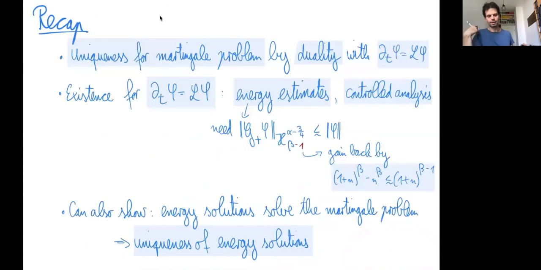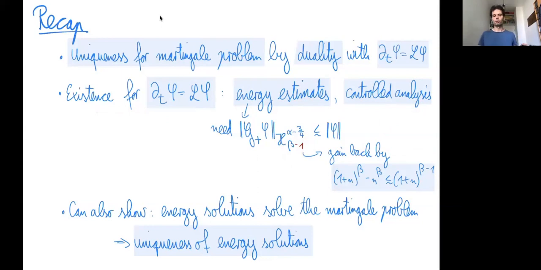I think, exactly, this is a good place for a break. So let me just recap quickly what we did. We proved uniqueness for the Martingale problem by going to duality with the Kolmogorov backward equation, which we controlled. We proved existence for that through energy estimates and then controlled analysis of this phi m sharp. It was very important in the energy estimates that we only lose one here, that we don't lose more. Otherwise, we wouldn't have been able to get anything. And we gained this back by this sort of stupid estimate.